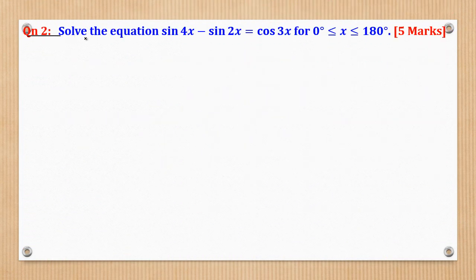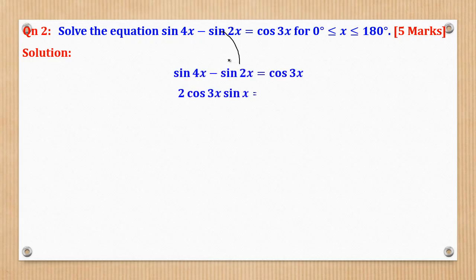Question 2 still is trigonometry. It says solve the equation sine 4x minus sine 2x equal to cos 3x for angles of x ranging from 0 to 180 degrees. So we shall write what is given. Then we use the factor formula.